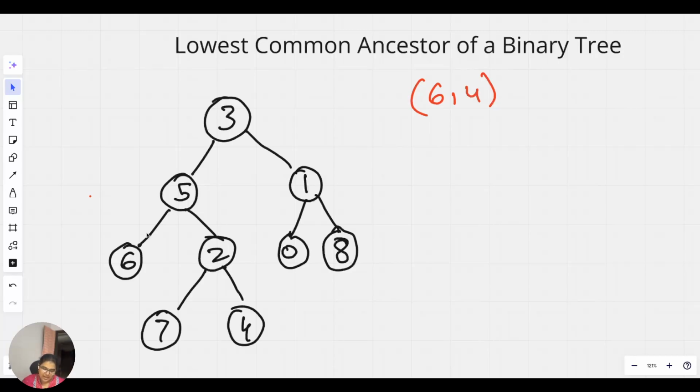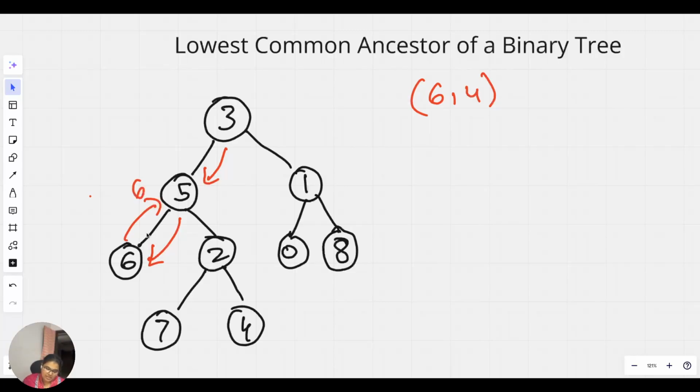As soon as we find the node, we return that to the parent. Okay. So here, is 6 or 4 available here? No. So then we will keep looking in the left and right. So we'll first go to the left. Is 6 or 4 available here? No. Is 6 or 4 available here? Yes, 6 is available. So we will return 6.